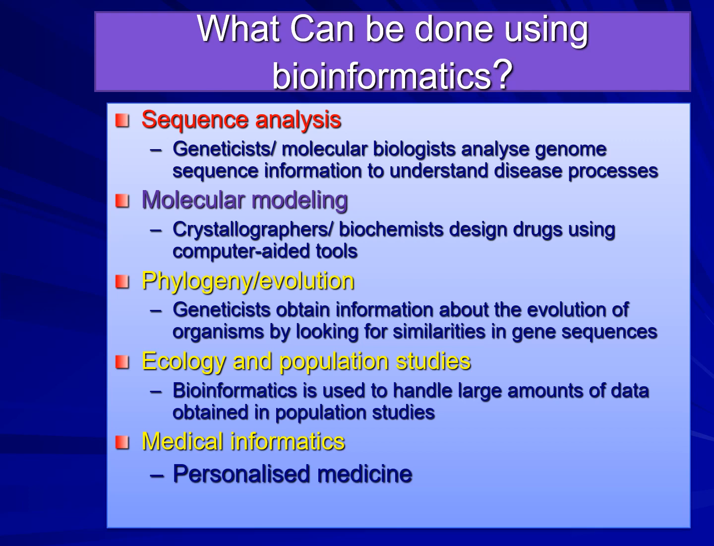Phylogeny trees are made of nodes and branches. Every node represents a taxonomic unit, and there are rooted trees and unrooted trees. From the output of the phylogenetic tree, the common ancestor can be identified. Ecology and population studies can also be done using bioinformatics, which is used to handle the large amount of data obtained in population studies. Similarly, medical informatics also uses bioinformatics techniques for personalized medicine.